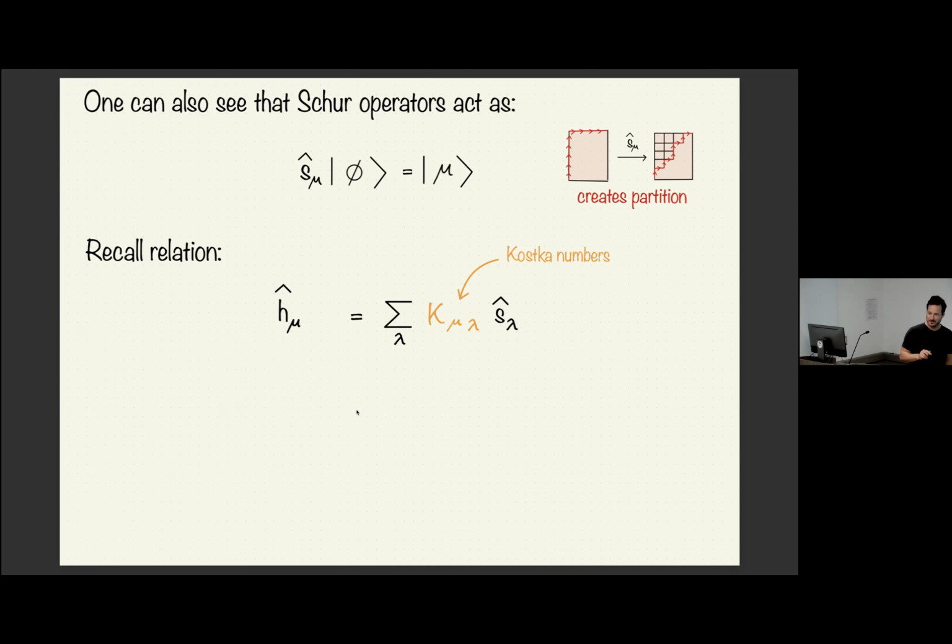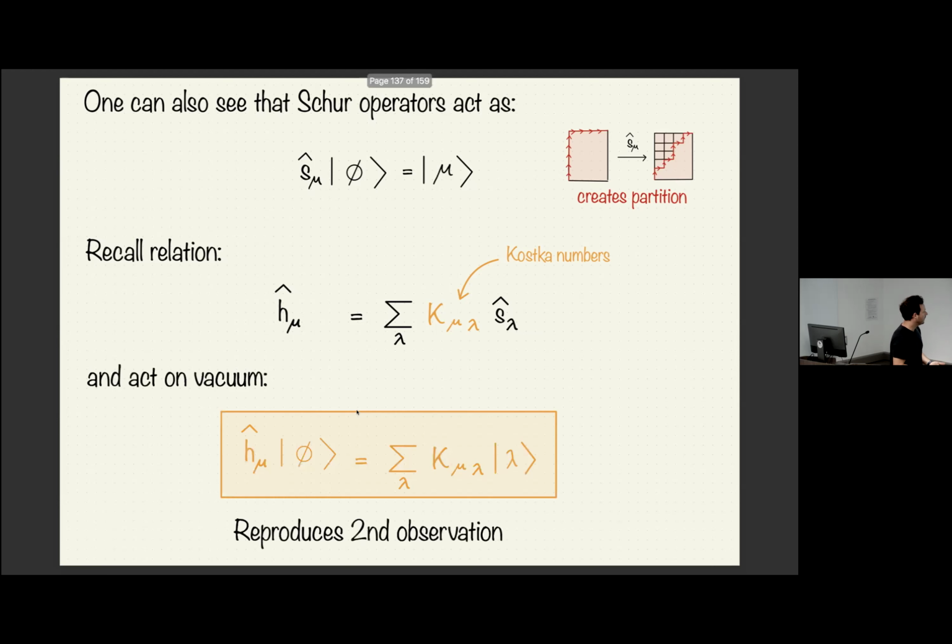Okay, so this is very close to explaining one of the relations we found at the beginning. So remember that the change of basis between H and S involves these Kostka numbers. That's a classical relation. It also holds in terms of operators, because these H hats and S hats commute. So this relation is true. Now, if you take this equation and act with it on the vacuum, this gives you a linear combination of these guys acting on the vacuum, and it just creates a state lambda.